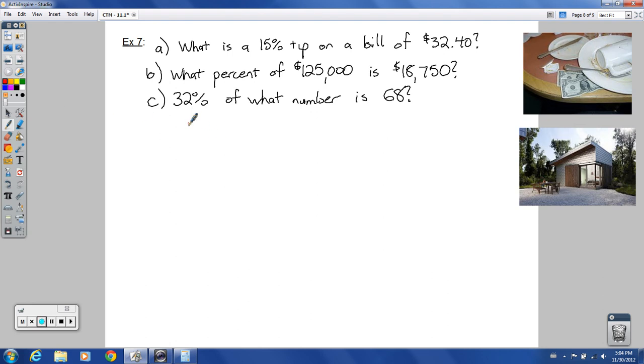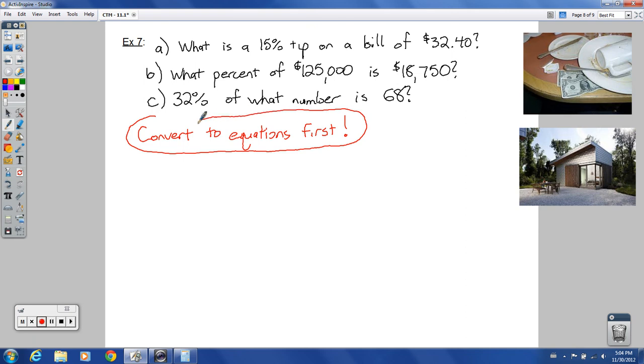So get out your different color again at this point. What we want to do here is convert to equations first. We want to set these up as equations. We've got this one missing part. That missing part, we're going to say that's our variable. So we're going to use a little bit of algebra here to help us discover what the answers are to these. So convert to equations first, and still in a different color.